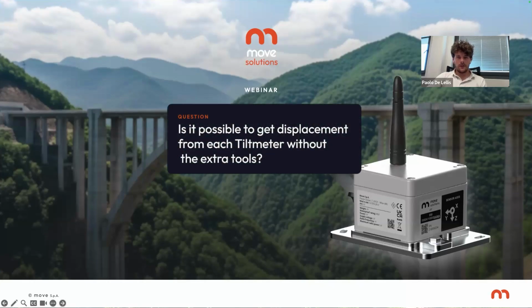We have another question. Regarding the displacement, whether we can obtain the displacement from each sensor without the Excel tool, the answer is no in general, because with a single sensor you can obtain only the angles. This means that in our platform you have the possibility to see the value of the angles, for example, in degrees.